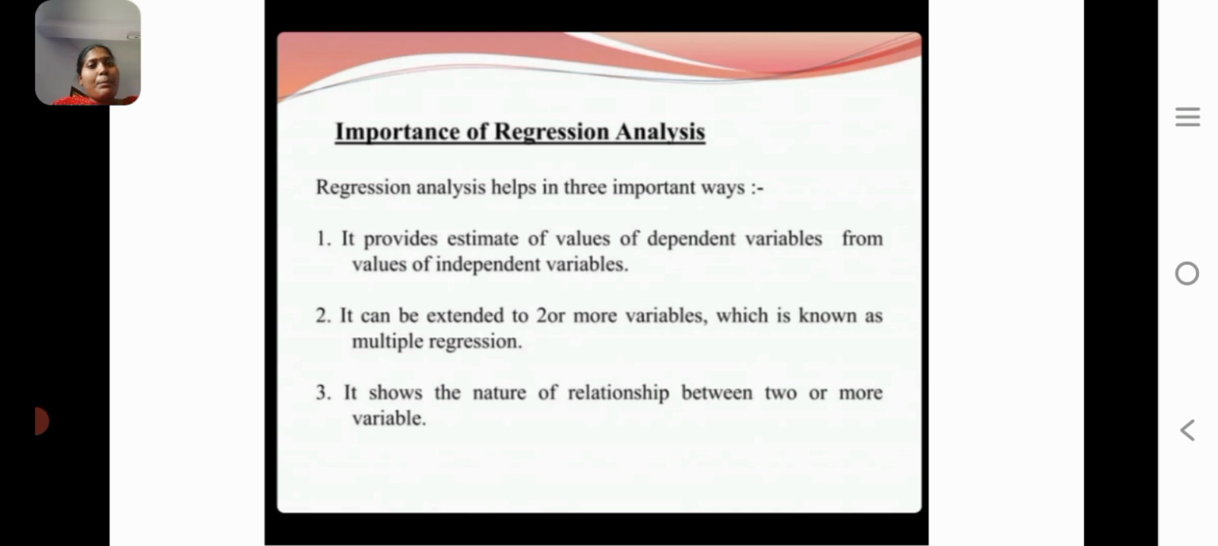Then we see the importance. There are three major importances of regression analysis. It provides a way to estimate the value of the dependent variable from the value of the independent variable, and it can be extended to two or more variables, which is known as multiple regression. Then third, it shows the nature of the relation between two or more variables.